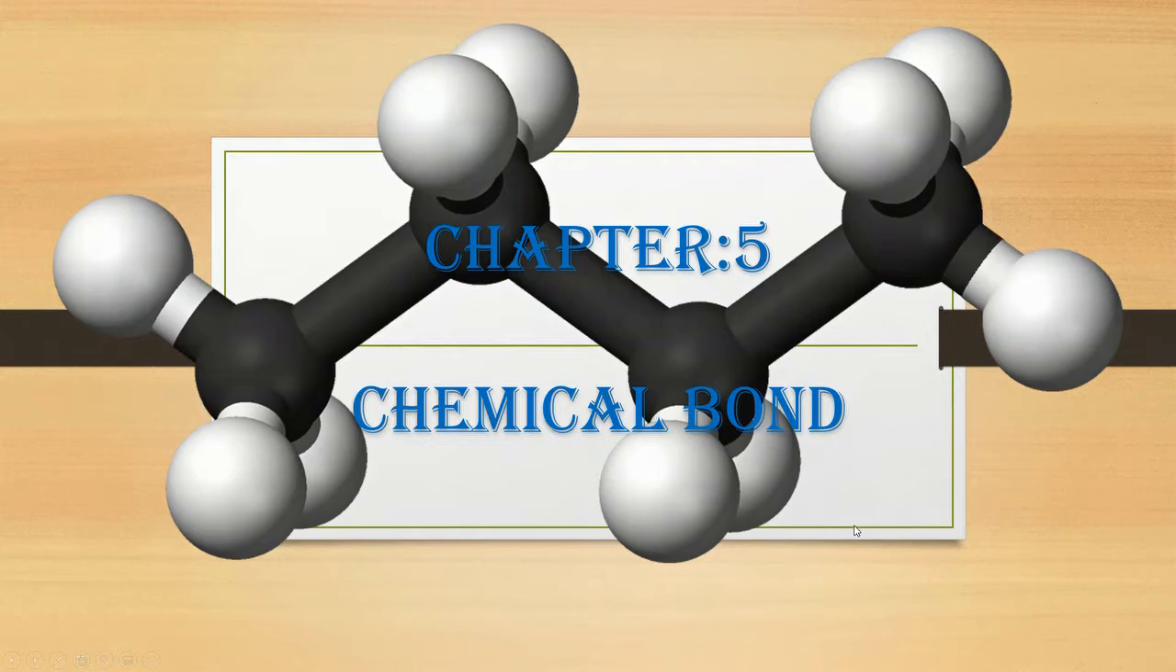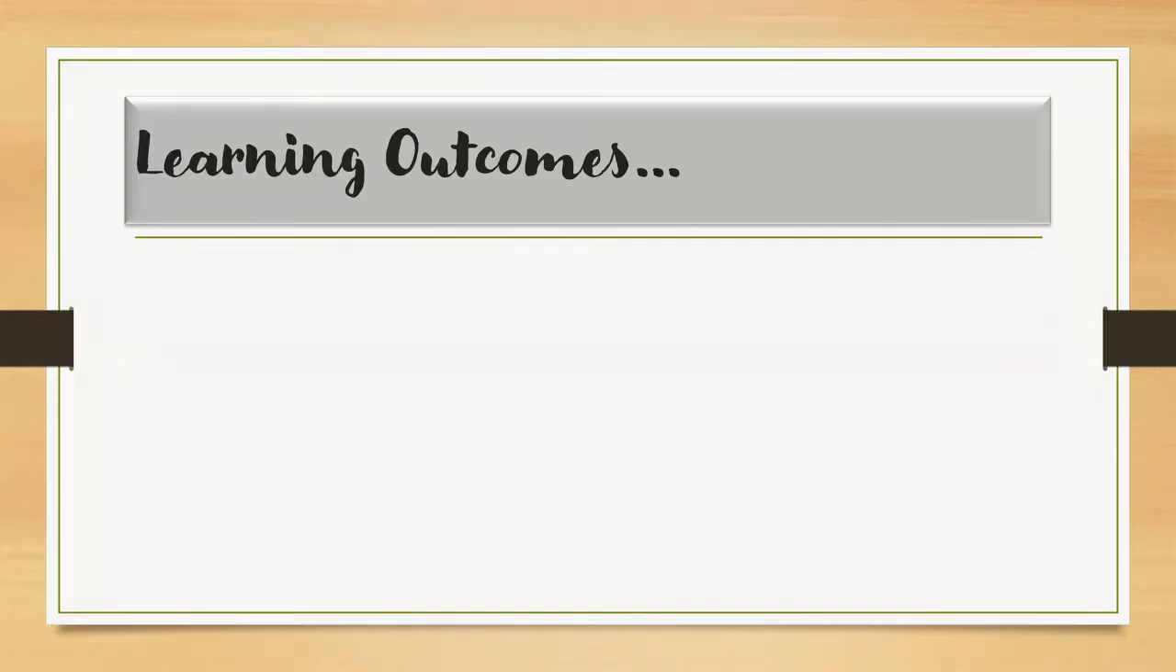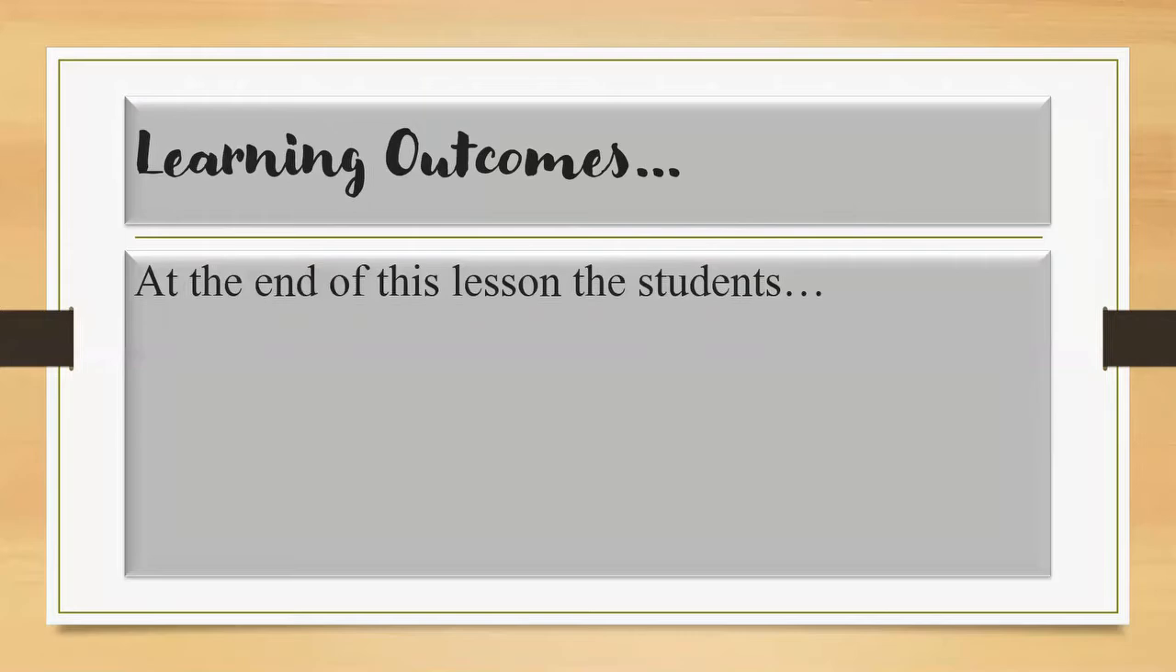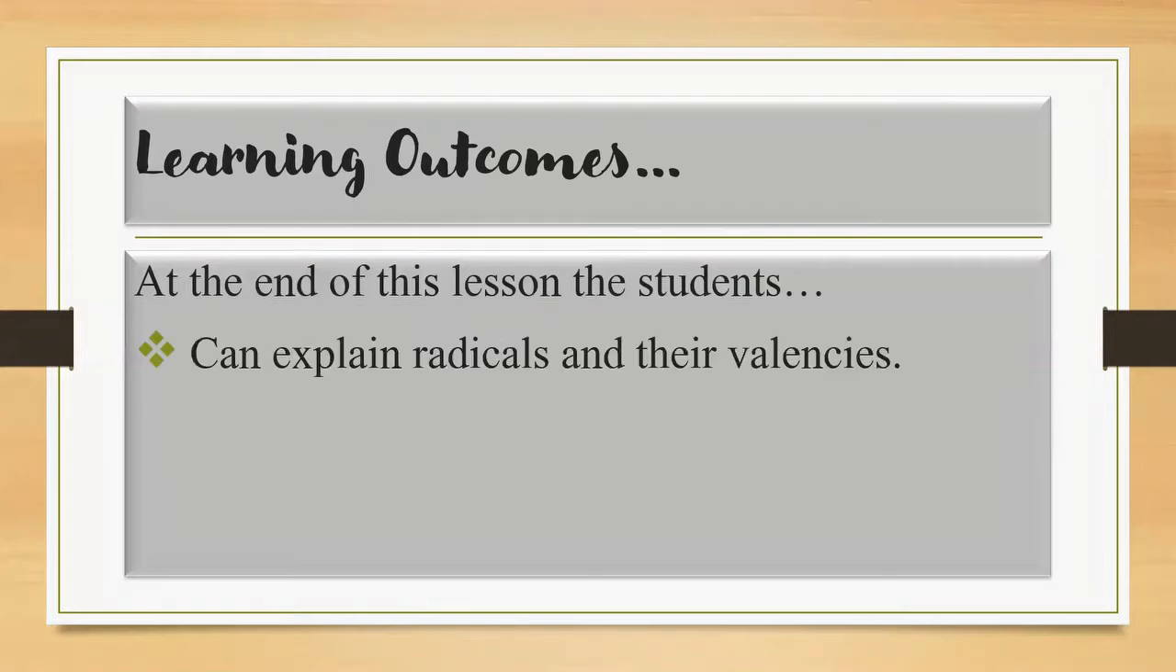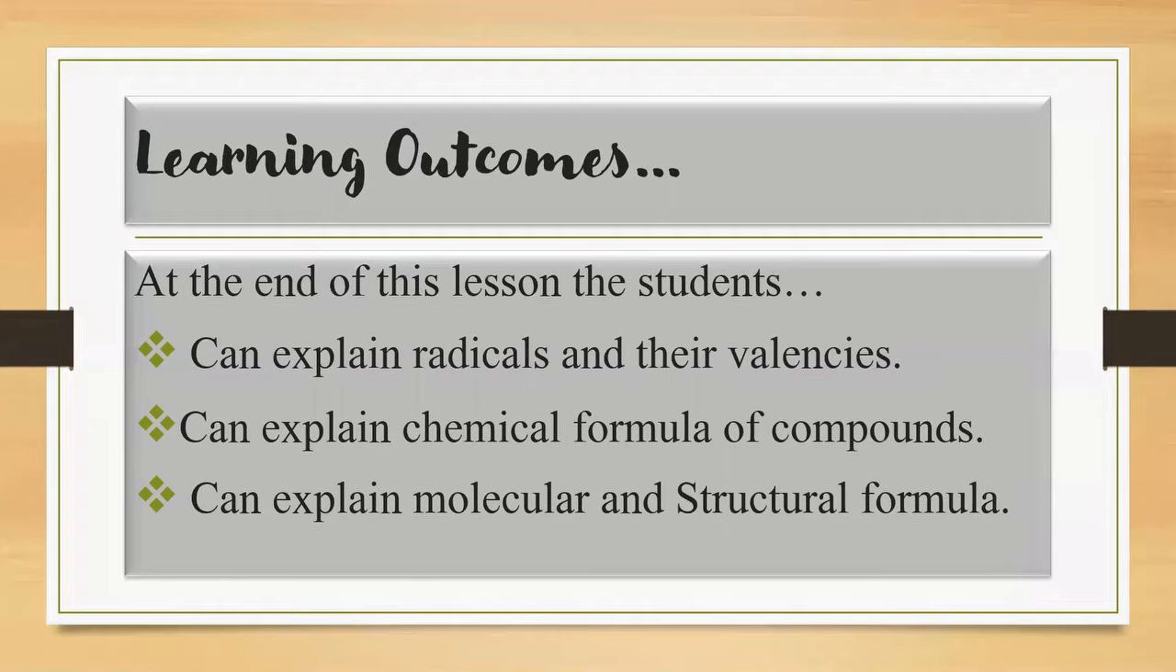Chemical bond. From this chapter, we'll learn the topics: radicals, chemical formula, structural formula. Learning outcomes. At the end of this lesson, the students can explain radicals and their valencies, can explain chemical formula of compounds, can explain molecular and structural formula.